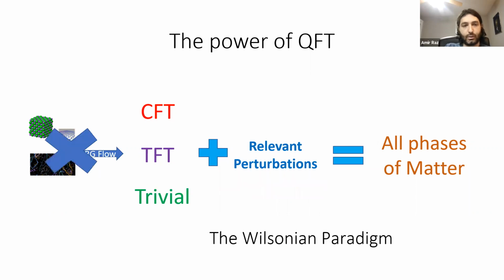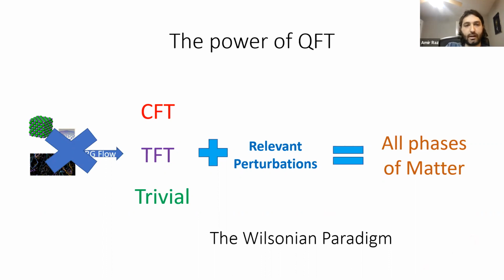This is the Wilsonian paradigm of quantum field theory, that we can completely ignore any UV physics and how we came about, and just focus on the continuum quantum field theory, which is some topological or conformal field theory plus some relevant perturbations. This is a very powerful tool for high energy theorists, for condensed matter theorists, for anyone really in the field, and it's very universal. A lot of different theories fall into this very simple paradigm.